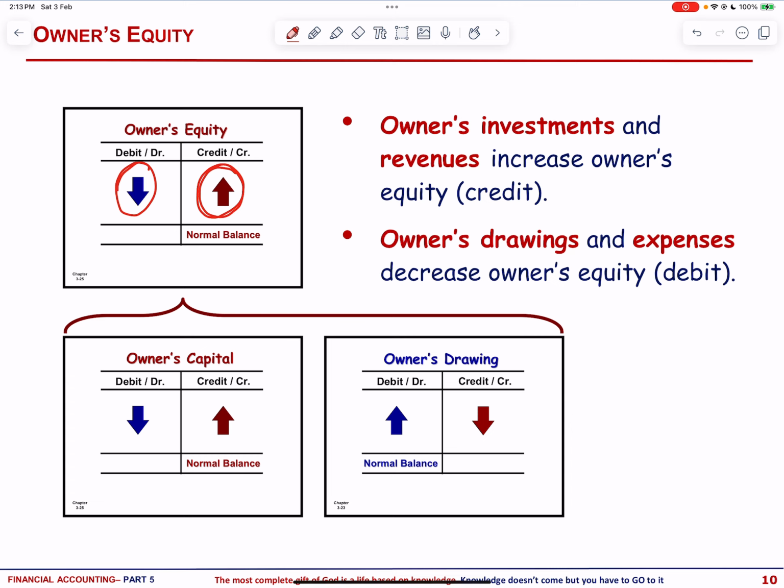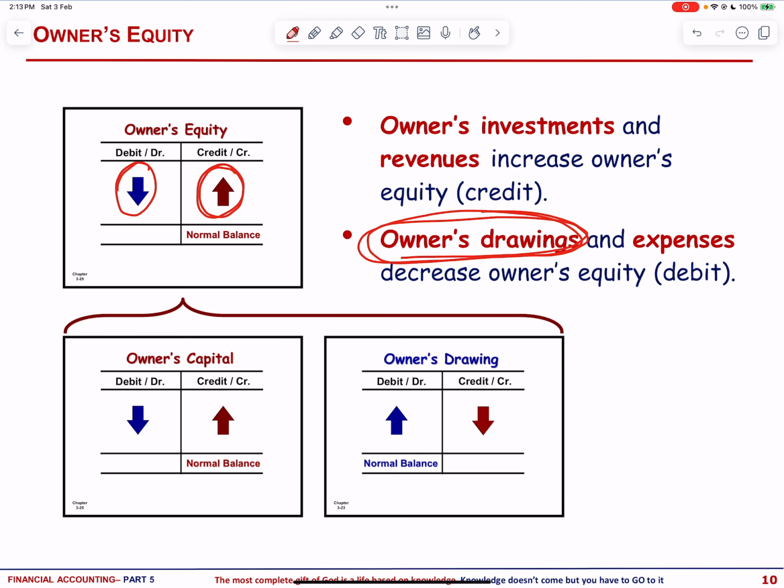Now, here we can see that we have owner's drawing, and this is with specific reference to sole proprietorship or partnership, where owners or the partners can withdraw money. So if they withdraw money, there will be a decrease in equity. But this is not going to be the case in a corporation or a company, because there the owners cannot make any drawing.